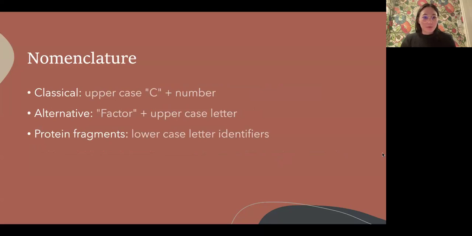Beginning with nomenclature, when we're talking about the classical pathway, each of the proteins will have an uppercase C and then a number. Note that C1, 2, 3, 4, and 5 were named in order of discovery and not necessarily in the order in which they appear in the cascade, which makes it even more confusing. And then you've got the alternative pathway. You'll see factor with an uppercase letter, and then all of the other protein fragments are lowercase letters in the identifier.